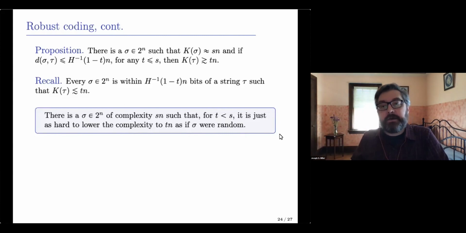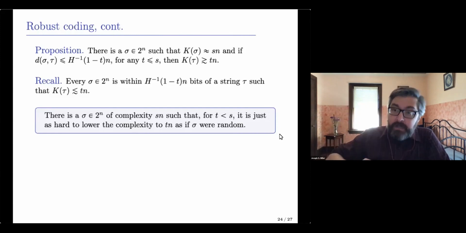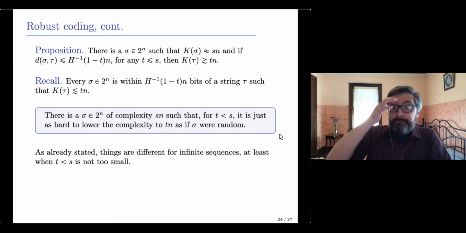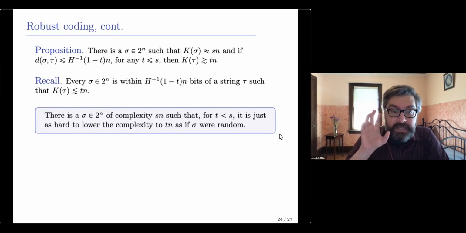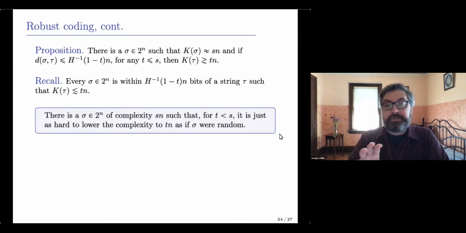So this is the robustly coded string. It's only coding s times n bits of information, but it's coding them in such a way that you cannot lower it at all any easier than if it were random. Okay, that was a lot, and this is why I put this in a blue box. I wouldn't use shaded boxes at all in the talk. And I know we're all tired. I'm tired. But I want you to know that I can always robustly code information in finite strings such that it is maximally hard to drop the complexity of that string.